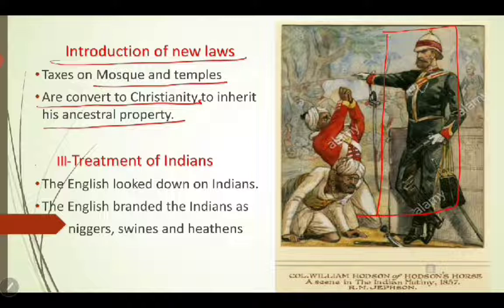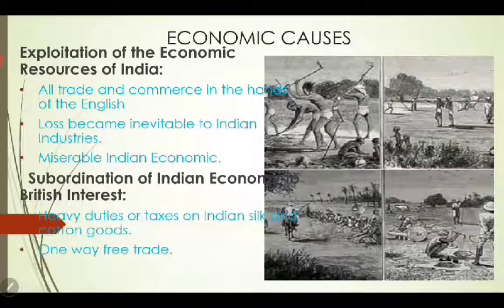Now the last one, ill treatment of the Indians. The Britishers thought themselves to be very superior, as I told you earlier also. So they said that they belong to the ruling class and they are very superior. And they treated Indians, they called them niggers, swine, heathens, and they also insulted them, kicked them. In short, there was unrest and a feeling of discontent among the masses because of all these reasons. So finally, it led to the uprising of 1857.